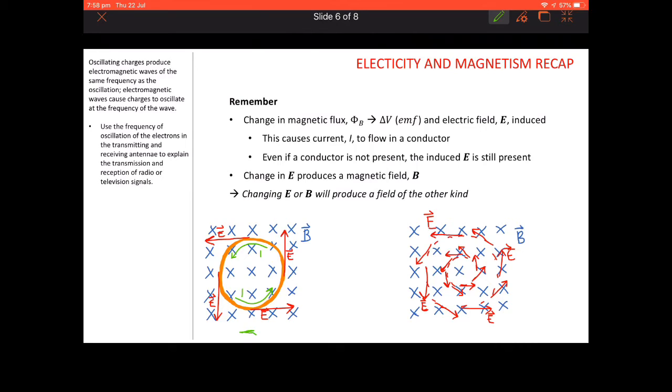The other thing to remember is that a change in electric field produces a magnetic field. So therefore changing an electric field or a magnetic field will produce a field of the other kind. So changing an electric field will produce a magnetic field, changing a magnetic field will produce an electric field.